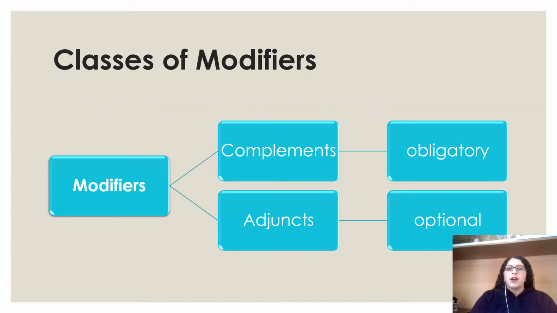Classes of modifiers. The modifiers fall into two classes and these are the complements and the adjuncts, where complements are required modifiers in a sentence, while the adjuncts are optional in the sentence.